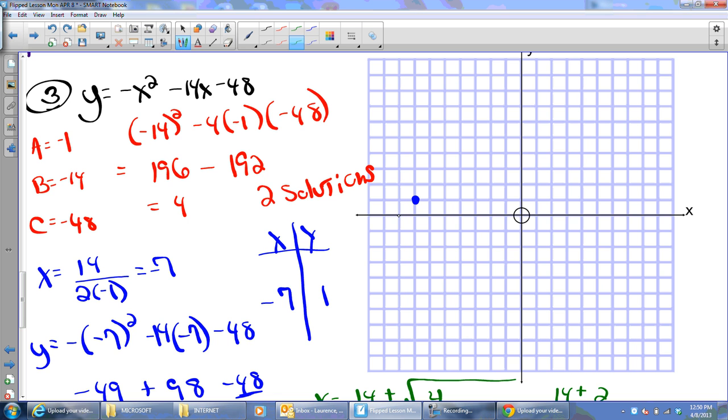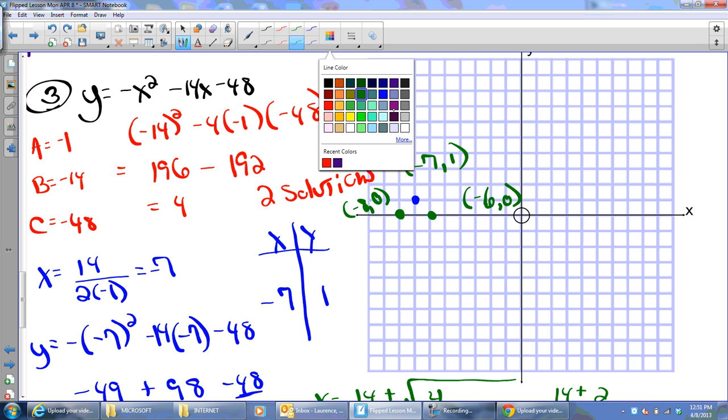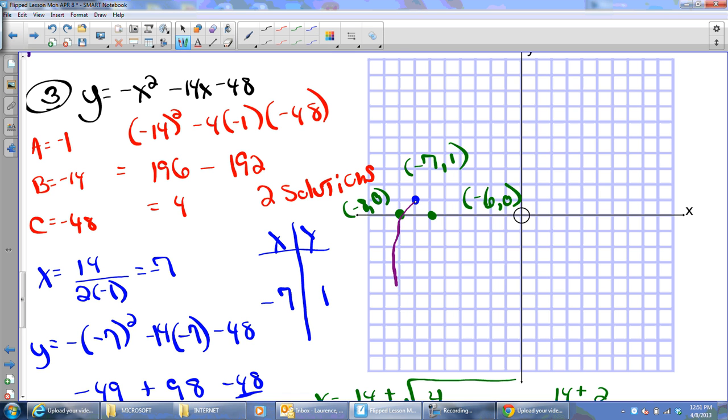So that's the point negative 8, 0, and the point negative 6, 0. And of course my vertex was at negative 7, 1. And now I'm ready to draw my parabola. And it's going to look something like that. Trying to make it as symmetrical as possible.